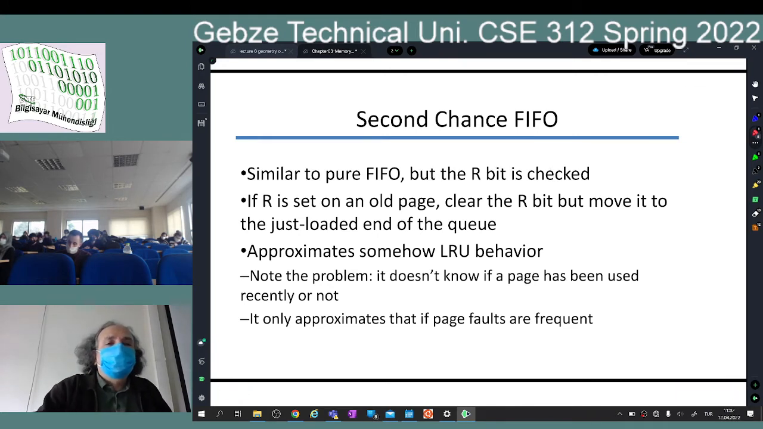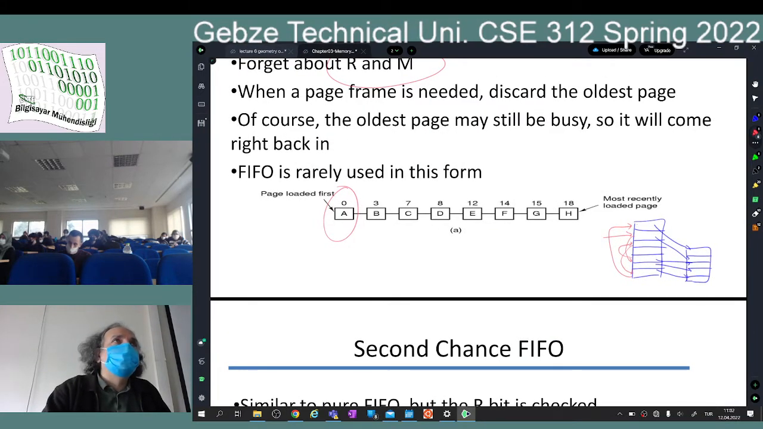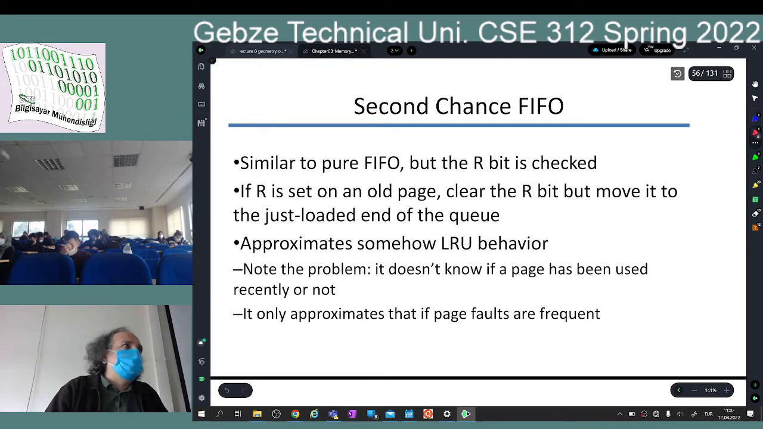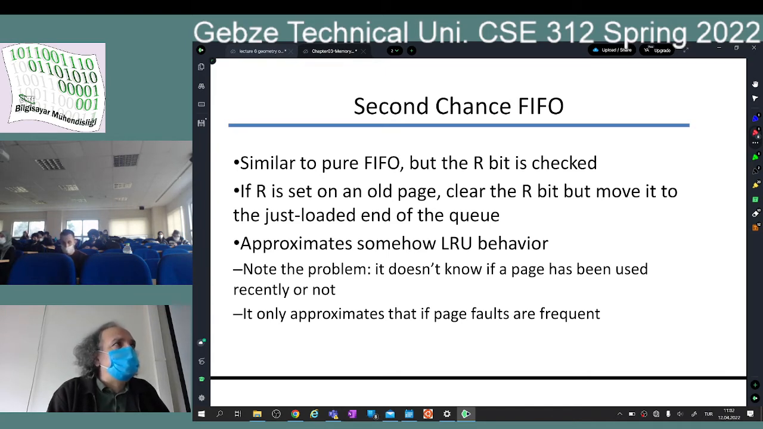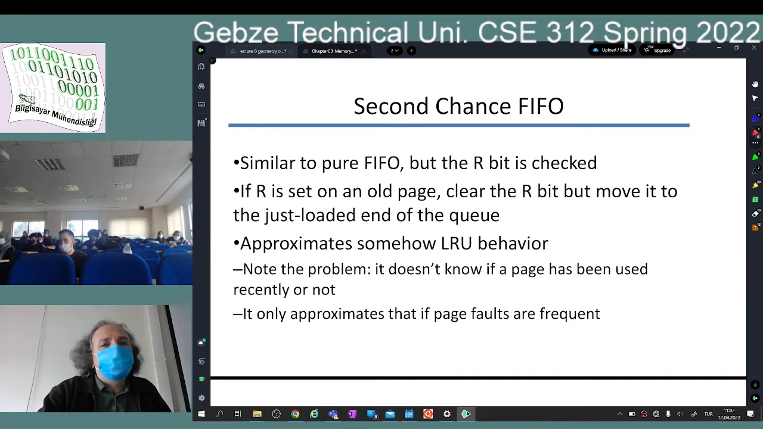Okay, I check the R bit whenever the page replacement time comes. Let's say I am going to replace a page. This is the oldest one. I don't replace this automatically. I check the R bit. If the R bit is not 0, I say that somebody's using this. I am not going to replace this page. I will first reset the R bit, make it 0. I will move this page to the beginning of the list, not at the end, but the beginning. And I will look at the next one.